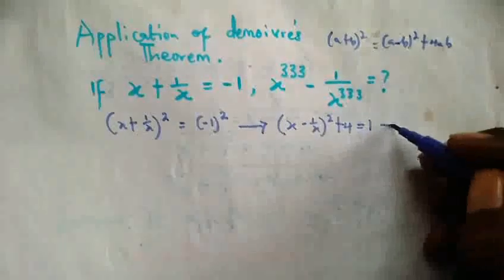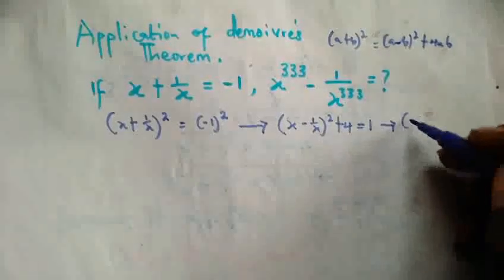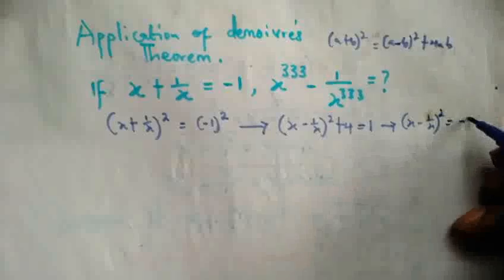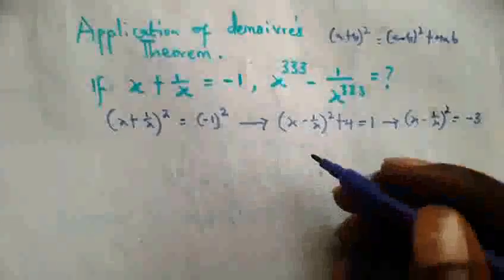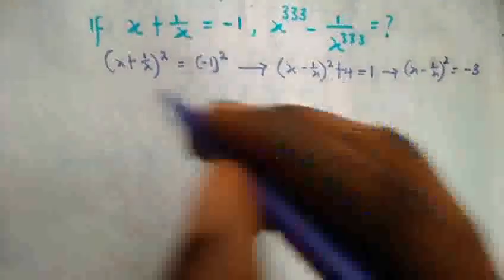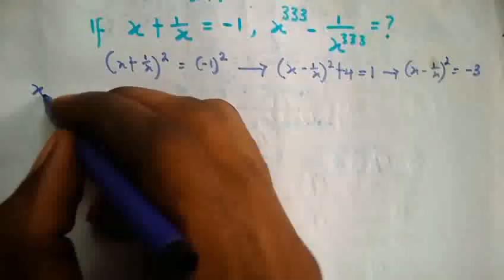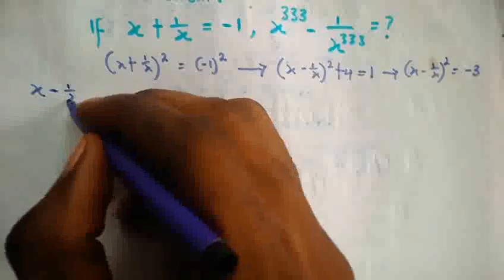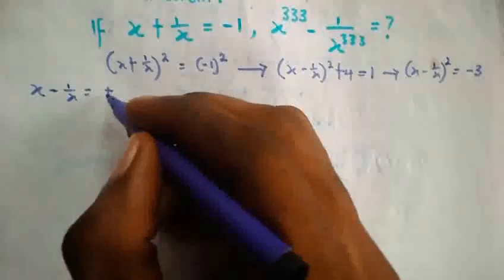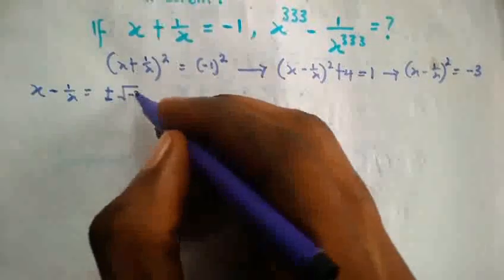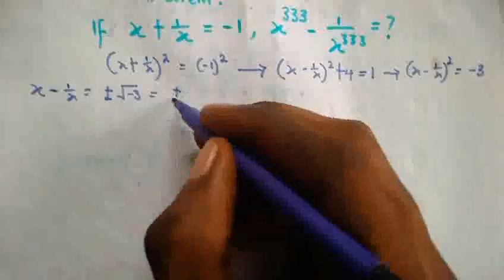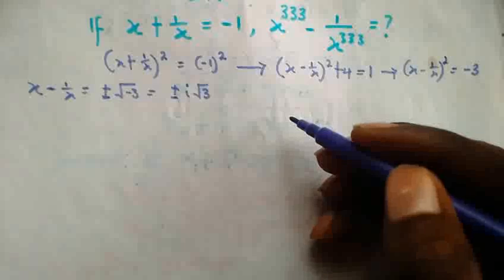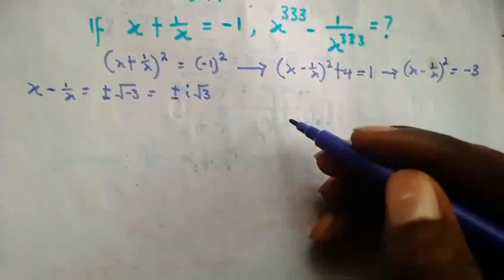Now subtracting 4 from both sides, we get (x minus 1 over x) squared is equal to negative 3. Taking the root of both sides, we arrive at x minus 1 over x is equal to plus or minus the square root of negative 3, and this is equal to plus or minus i root 3. Now, what is our next step?